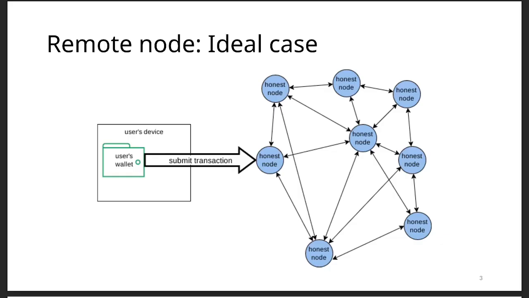When using a remote node, in an ideal case, a user submits a transaction directly to an honest node. The honest node does not record the IP address of the user because Monero nodes do not log that information by default. Then, the user's transaction is relayed to the rest of the network by the honest node.